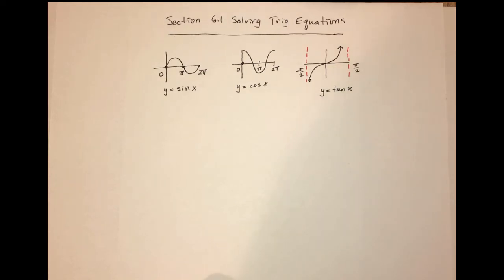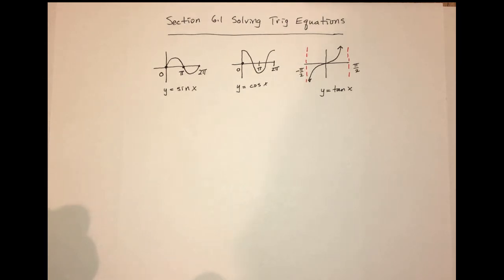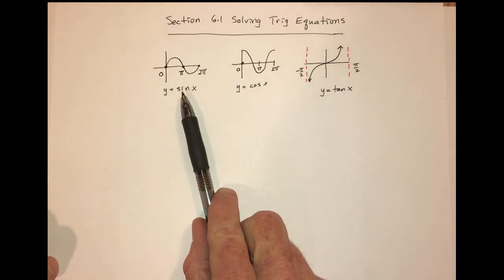Well, here we are in Chapter 6. Chapter 6, we're going to be solving a lot of trig equations. Section 6.1 is going to be basic trig equations. 6.2, medium, and 6.3, a little more advanced, but all solving trig equations. And we're going to be using these graphs over and over and over again to help us solve easy, medium, and even harder trig equations.